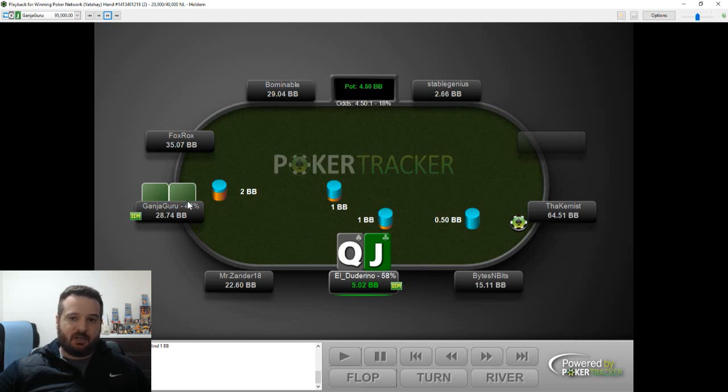So when he puts us all in, we're going to be getting 2 to 1, which means that we only need 33% equity. And there's going to be a lot of boards where we're going to have 33% equity and get it in. Maybe because of ICM we need a little bit more than 33, but it's still going to be pretty darn close. So I would end up calling here and seeing what develops on the flop.